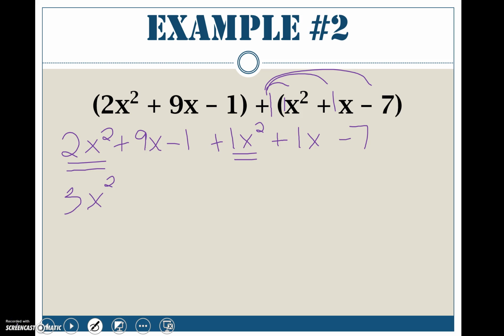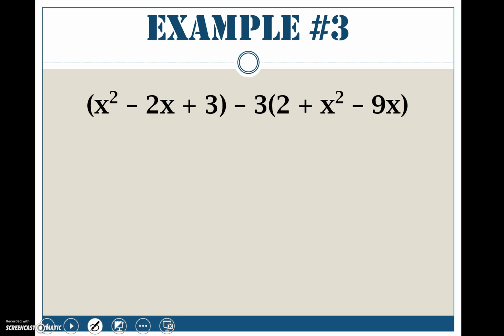So now I'm going to move on to the ones that don't have the exponents but still have an x, which is the 9x and the 1x. I'm going to combine 9 plus 1 to get a total of 10x. So once again, you see I'm not doing anything with any of the exponents. They're staying the same. Lastly, I'm going to combine my negative 1 and negative 7 for a total of negative 8.